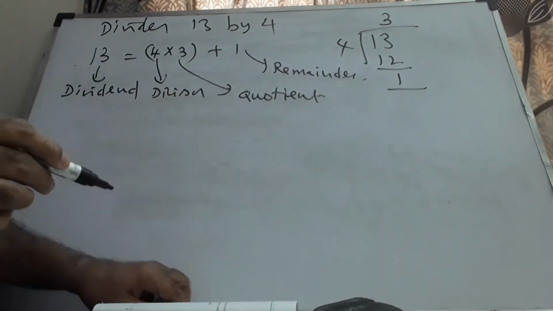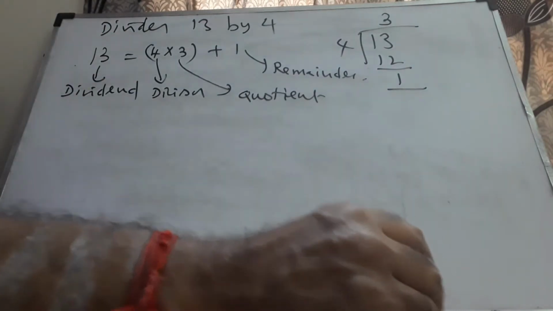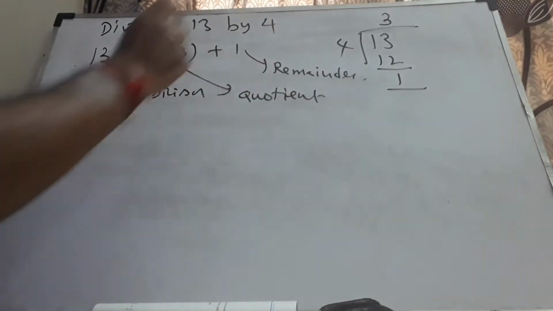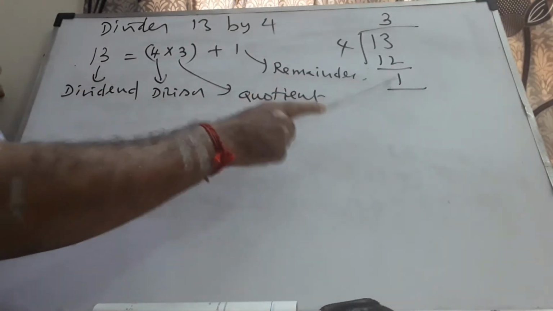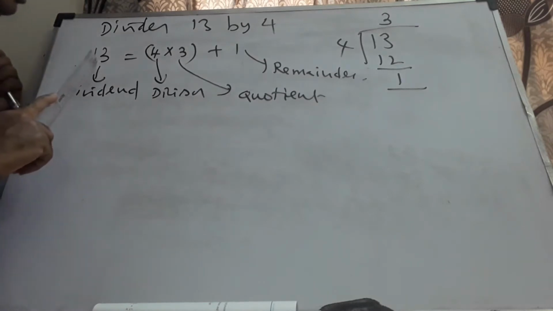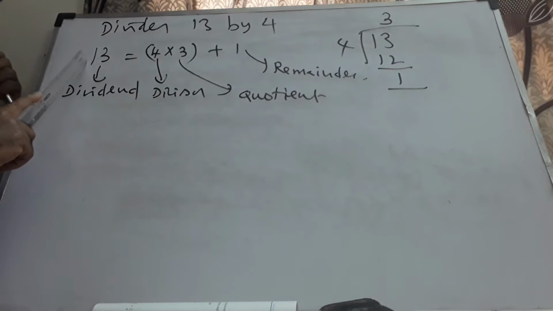Let me repeat. I am dividing 13 by 4. There are 3 4s in 13, because 4 4s is beyond 13. 3 4s are 12. The remainder I'll get is 1. I'll be able to write 13 as 4 into 3 plus 1. Here 13 which is being divided is known as the dividend.